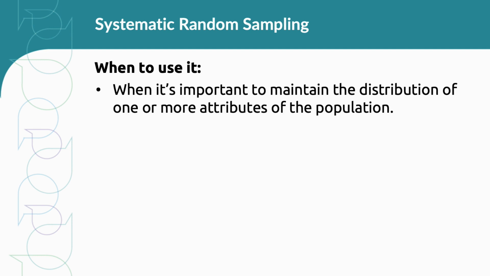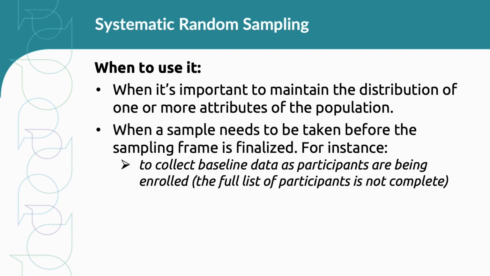This sampling strategy can be used when it's important to maintain the distribution of one or more attributes of the population in the sample. Because systematic random sampling allows a sample to be taken before the sampling frame is finalized, you might use this strategy to collect baseline data while participants are still being enrolled in the program and the full list of participants is not yet complete.